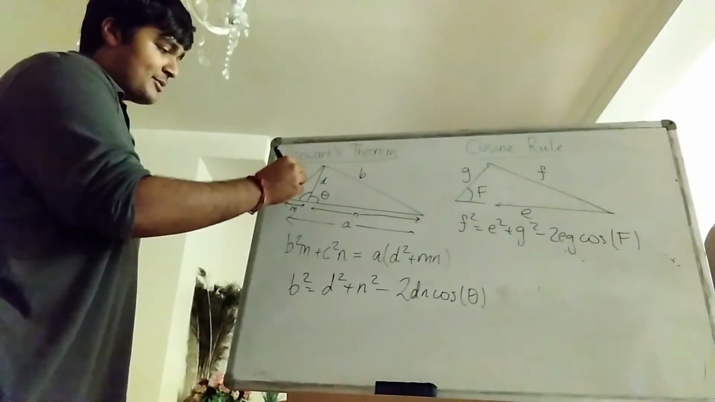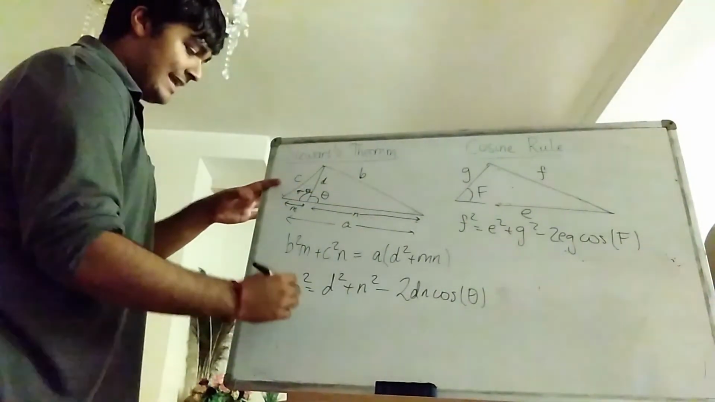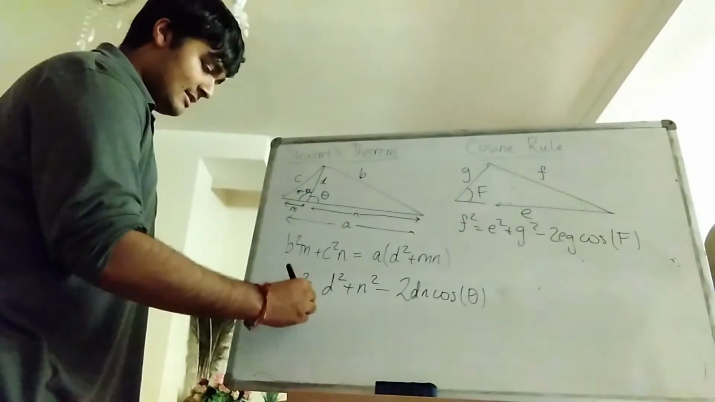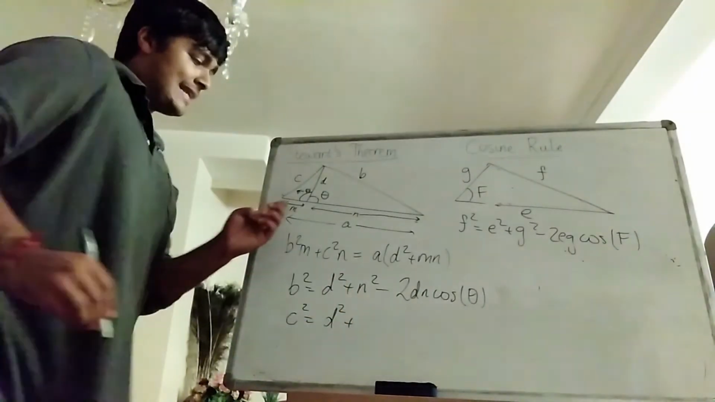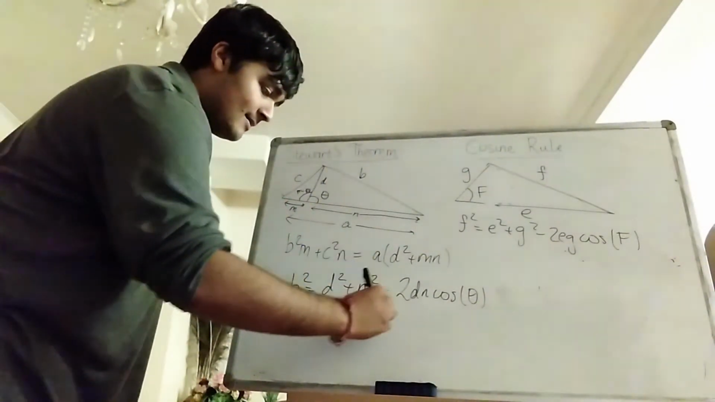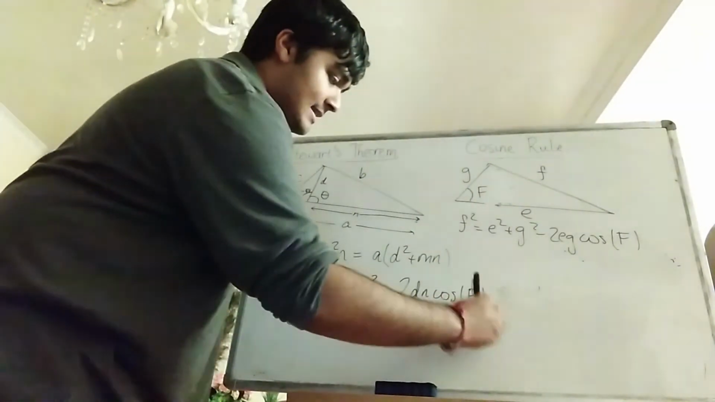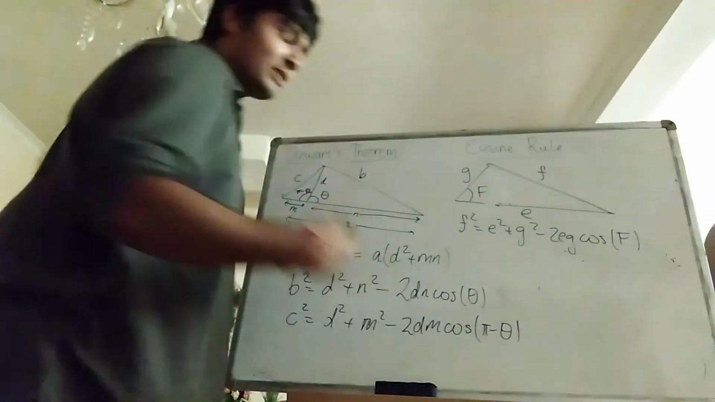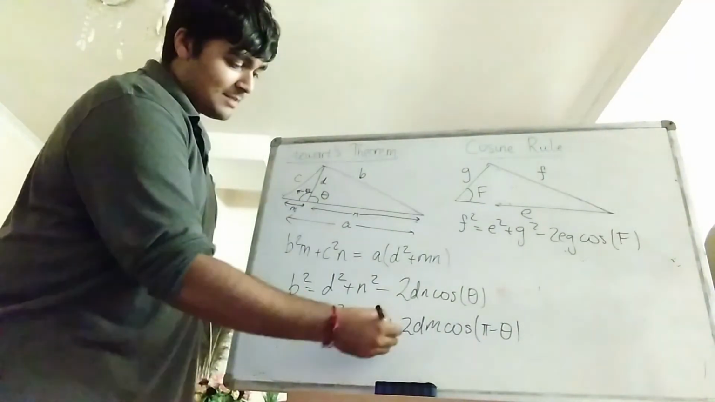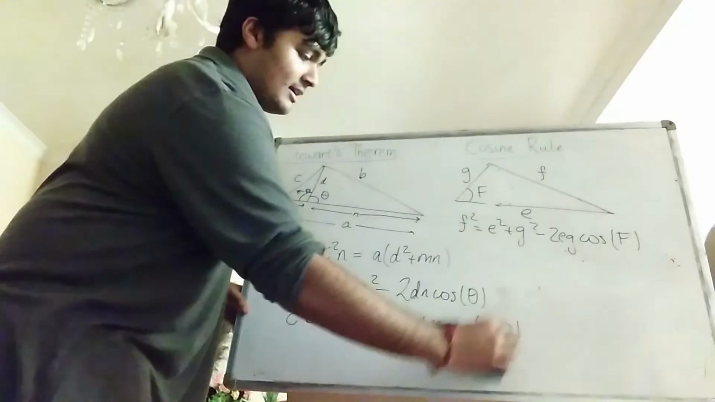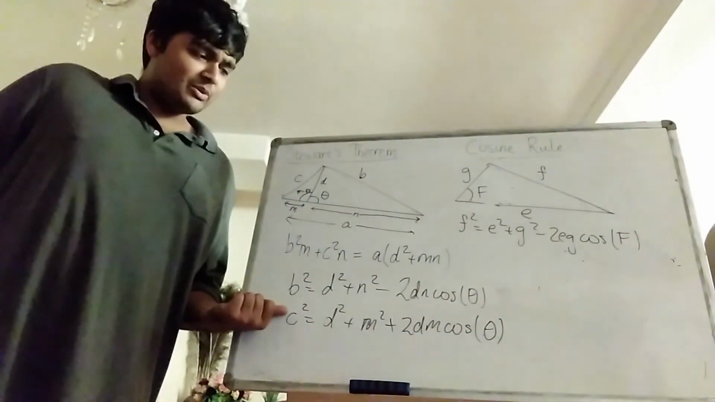So this angle here will be precisely pi minus theta. Okay, so the same thing, the length opposite pi minus theta, so c squared is going to equal this length squared, so d squared, plus this length here squared, so plus m squared, minus 2dm cosine of pi minus theta. Okay, but cosine of pi minus theta is minus cosine of theta, so I can write this as plus 2dm cosine of theta.